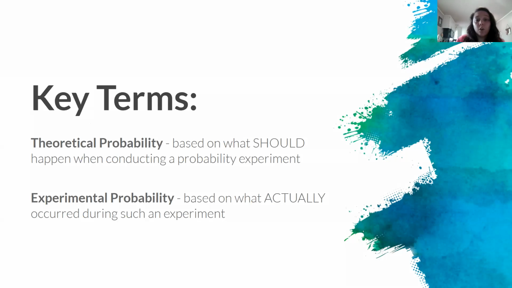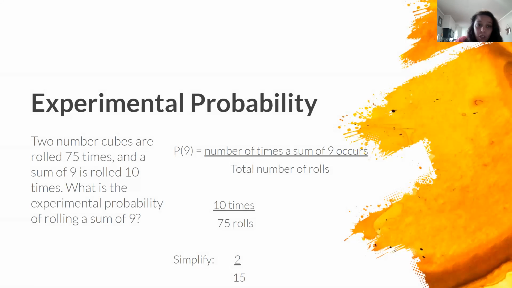So the theoretical probability is what should happen when you're conducting an experiment. So we're going to go over a couple examples of both so you guys have an understanding of them. And then experimental probability is what actually happened during the experiment. Okay? So looking at this first example, this is on experimental probability.